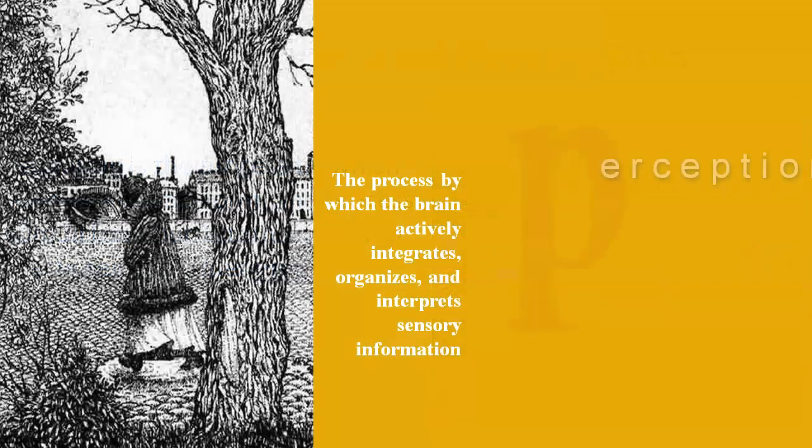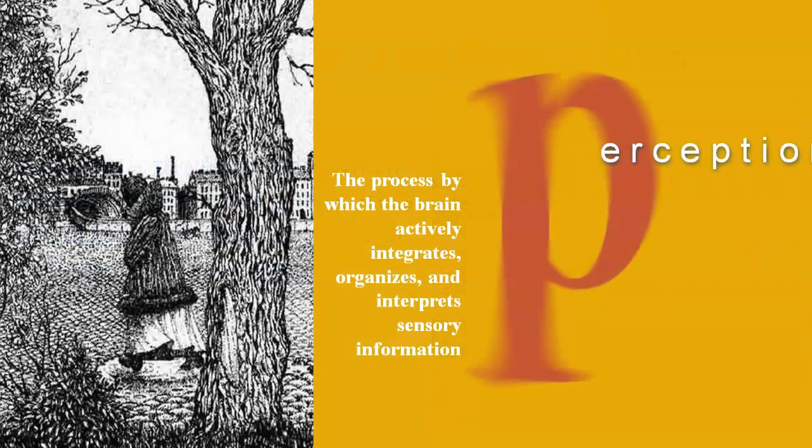Whereas perception is we're taking that information and we're integrating, organizing, and interpreting it. And so we're trying to organize and understand that information. So sensation is being brought in through our senses. Perception is when the brain is then organizing and understanding that information.